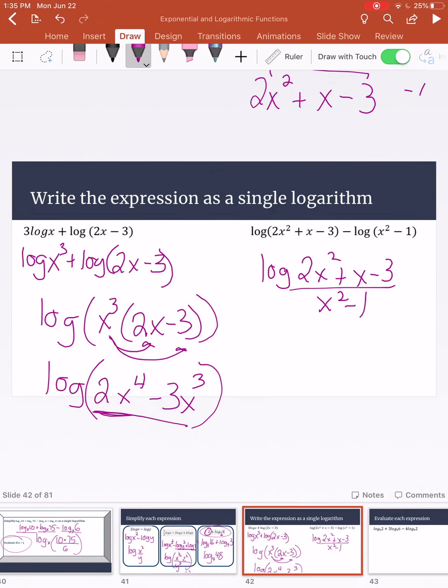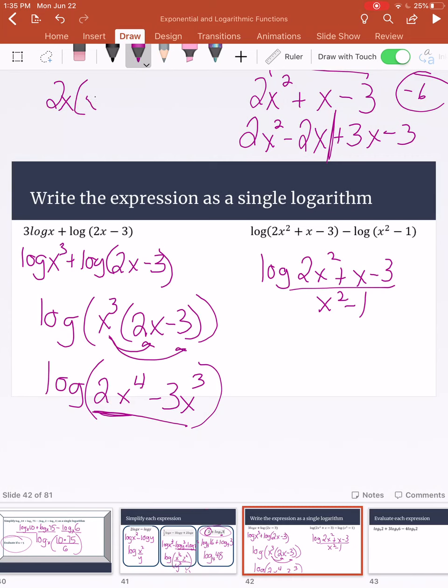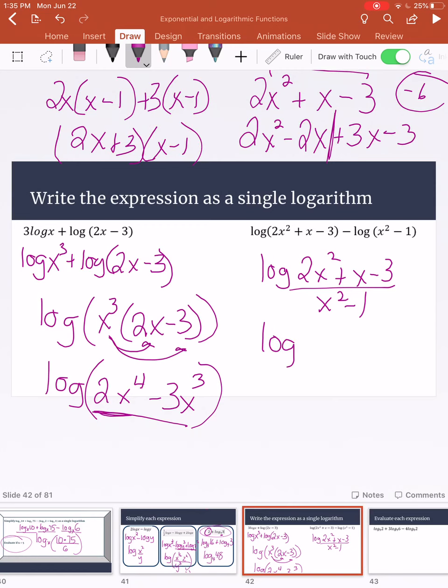Two numbers that multiply to give me -6 and add to give me +1 are, of course, +3 and -2. So I'm going to replace that +1 with -2 and +3. Now I'll factor each half. I'm running out of room, so I'm going to write on the left here. 2x bracket x minus 1 plus 3 bracket x minus 1. Okay, so now I'm going to just replace that 2x squared plus x minus 3 with the factored form of that quadratic.